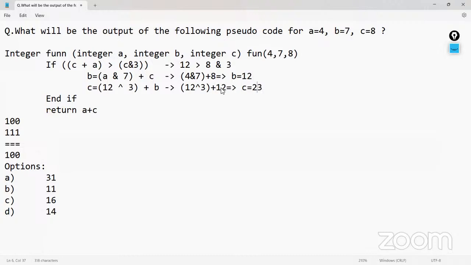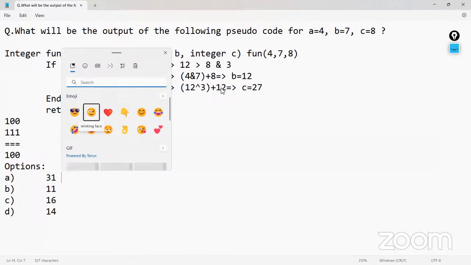So 15 plus 12, how much? Yes, 15 plus 12, I guess 27, right? So C is what right now? 27. The value of A is 4. So 4 plus 27, the correct answer is 31 right here. So this one is the correct answer for now.